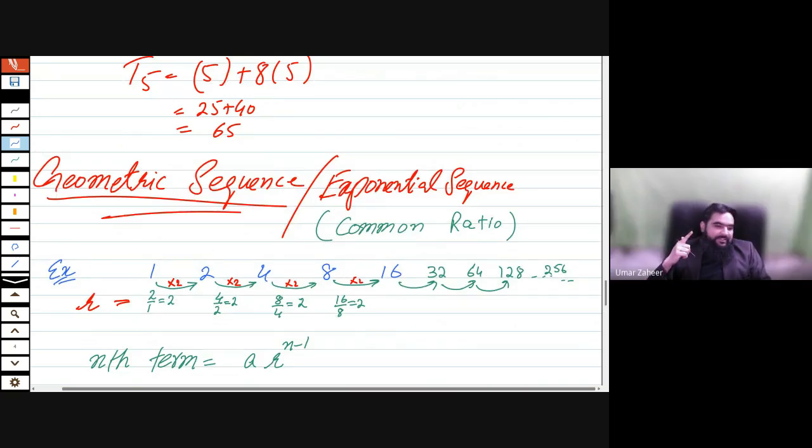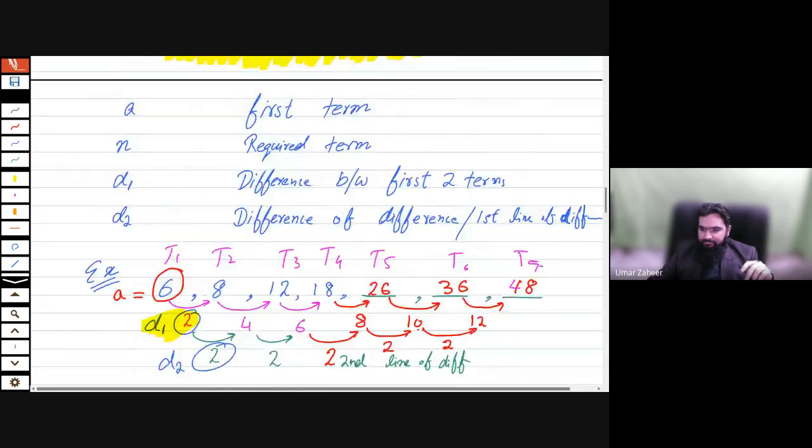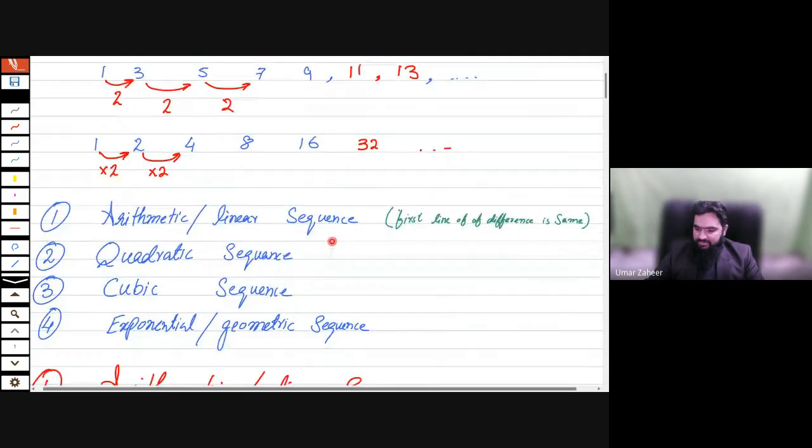Now one sequence is going to be left, that is the cubic sequence. Basically, in today's class, I will not go on to practice more questions. My main focus is to deliver all the sequences. First of all, you need a main understanding of all the sequences. Look here, we have to conclude all the things.